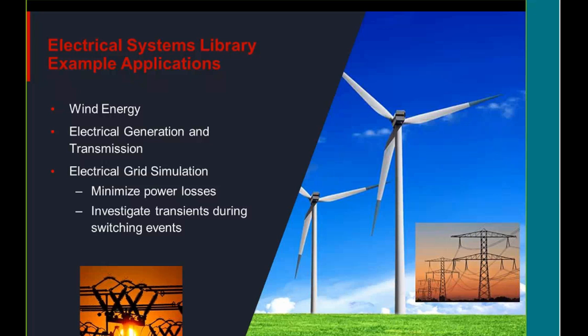For wind energy, you could model a number of the components in a wind energy system, not only the electrical components in the turbine itself, but also the switching and power regulation equipment and the grid and transformers that send the power out. And investigate transients, for instance, during switching events, which are actually quite significant in a number of these systems.